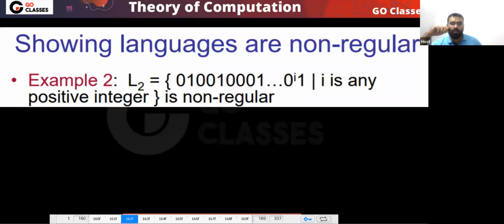Can I give this question as a homework? Okay, so take this question as a homework. Do something from your side, understand the language, and then you prove that this is non-regular. Okay, so this is what we need to do.